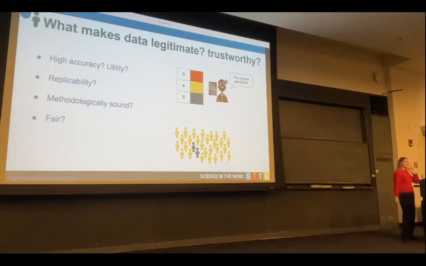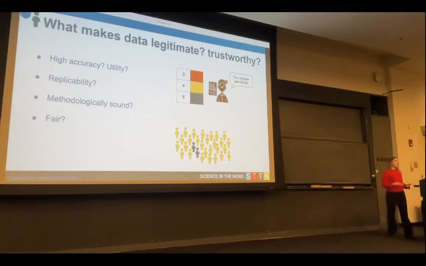So high accuracy, is that what makes data legitimate? If it reflects what we expect the real world to look like. Or utility, does it allow us to make what we view as the best decisions with our data? Or we can also think about replicability. So does it matter if data looks the same way every time? Or what about methodology? So is data legitimate or not legitimate because it adds noise, for example? Or is there another aspect of a methodology that might make data illegitimate?